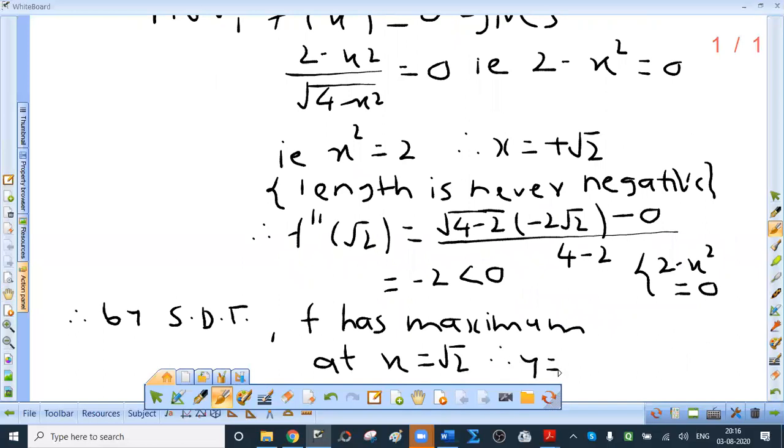Therefore, y equal to what? 1 by 2 root of 4 minus x square. So 4 minus 2. So tell me what is y now? Y is nothing but root 2 upon 2, that is 1 upon root 2. So the area of the rectangle is maximum when length is root 2 and what is breadth? 1 upon root 2. Right.